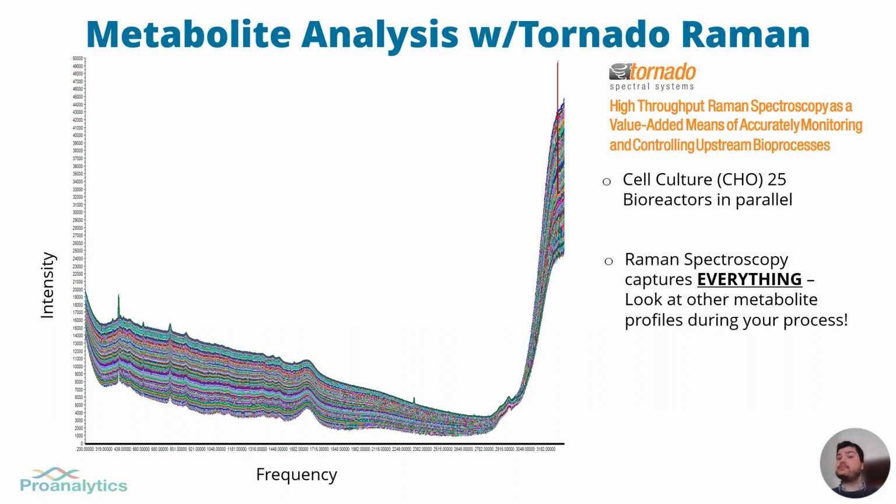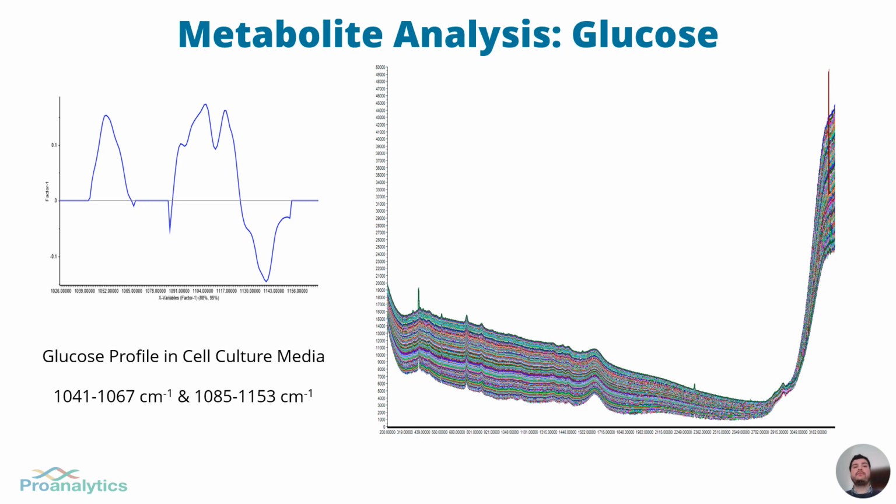In fact, since Raman captures everything, you can look at several metabolite profiles at once. Let's look at glucose in these bioreactors. We know that the Raman profile of glucose in our media can be found in the frequency or Raman shift area of 1041 or 1067 wave number, and at 1085 and 1153 wave number.